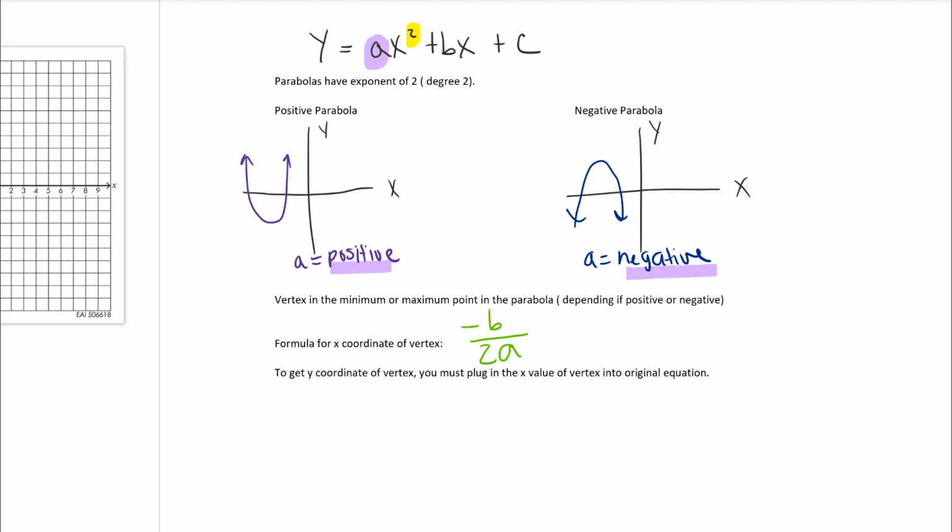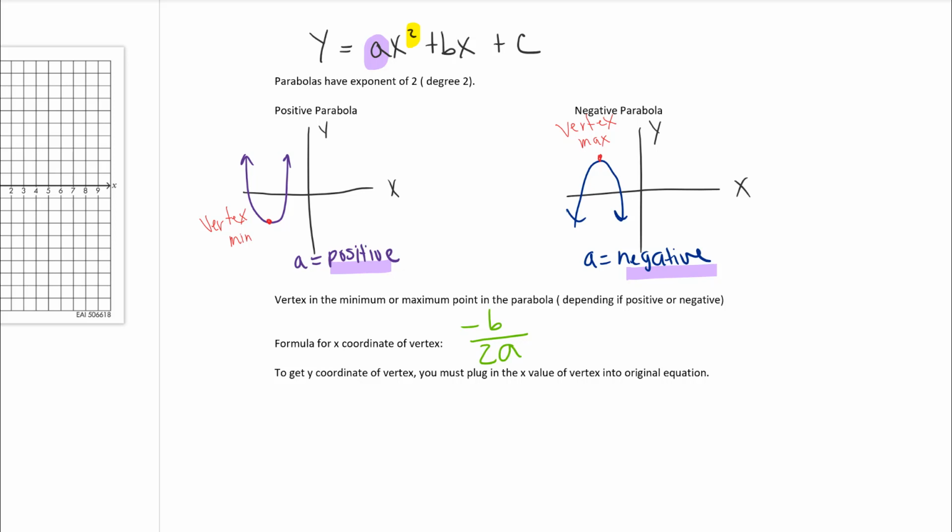And then we have the vertex. The vertex is the minimum or the maximum point in the parabola, depending on whether it's positive or negative. So if you have a positive parabola, then this vertex would be a minimum. And if you have a negative parabola, this vertex would be a maximum. Okay? So that tells us the general information about the graphs.